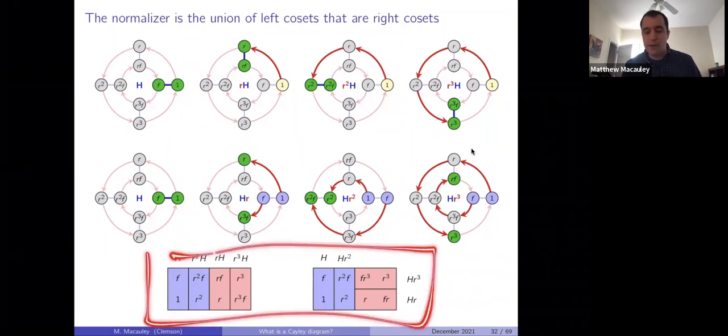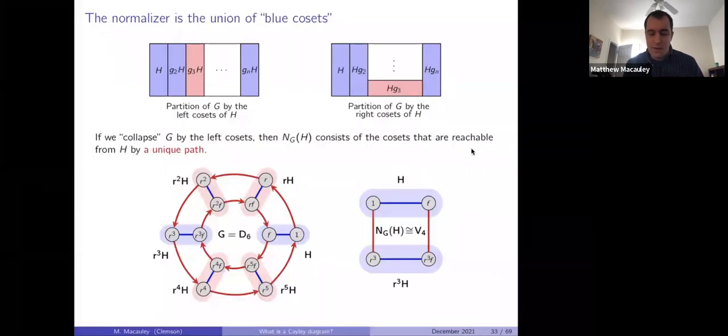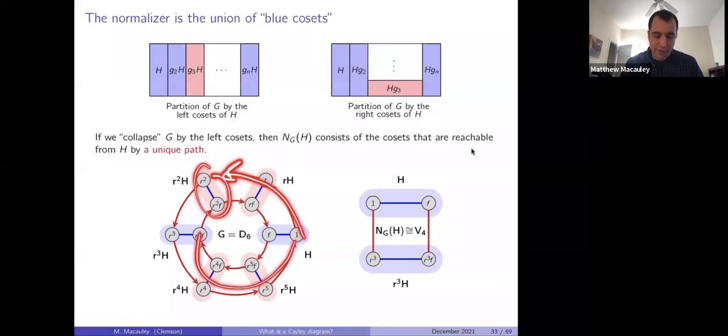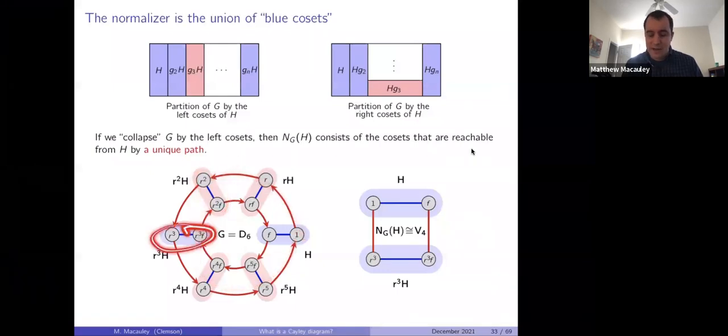It's the blue cosets. Now, in terms of a Cayley diagram, here's a sort of cartoon of this. The normalizer are the cosets that you can get to uniquely from the subgroup itself. So this coset I can get to via R, or via R to the 5th. This coset, R squared, or R to the 4th. But this coset, the only way to get there from here is R cubed. So that is in the normalizer.